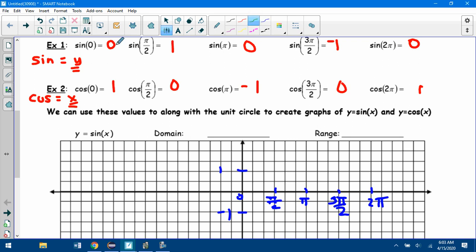Okay, so now just plot all these quadrantals. So we've got 0, 0. So that point there. Pi over 2, 1. Right there. 0 is pi. 3 pi over 2 is at -1. And 2 pi is back at 0. Now before you go ahead and connect these dots, here's what you can't do. Don't write this. This would be wrong.